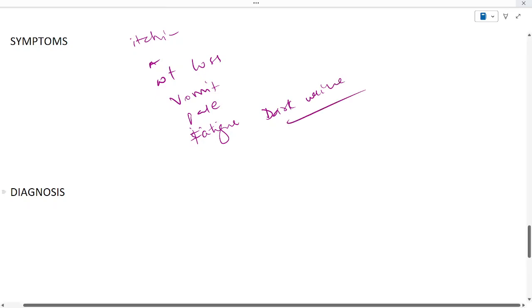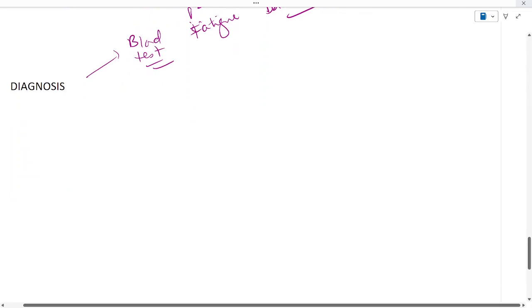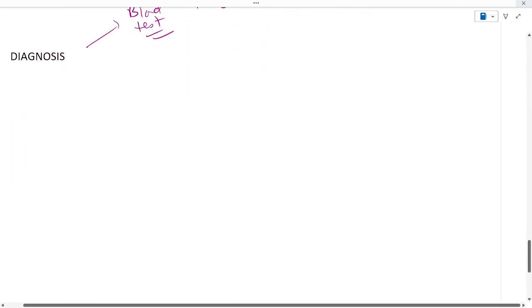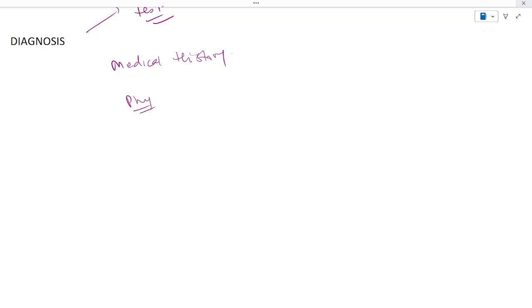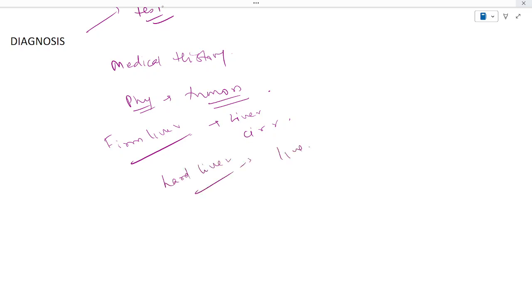Okay, so talking about the diagnosis, the first thing is a blood test. The blood test is performed to confirm the diagnosis of jaundice, and that includes tests such as bilirubin, FBC, and hepatitis A, B, C tests. Second is to go through a thorough medical history of the patient, as it is a sign which is present in many disorders. Physical examination, where one needs to feel for any tumor in the abdomen or check the firmness of the liver. A firm liver indicates liver cirrhosis, whereas a hard liver points towards liver cancer.